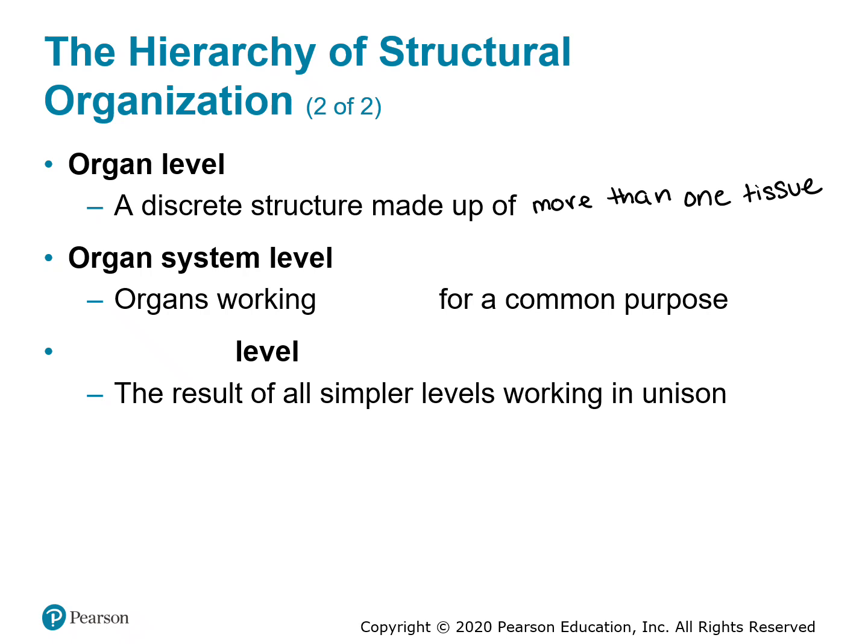The organ system level is organs working together for a common purpose. That's like your digestive system. There's a bunch of different organs in your digestive system, and they're all working together to eliminate waste. Your respiratory system is everything from your nose to your lungs back out to your mouth, all working together to help you breathe and pull in oxygen and get rid of carbon dioxide, all of that stuff. Okay? And then the last level is the organismal level.